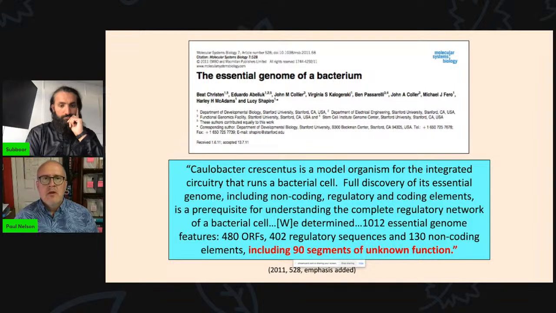So this experiment has been done many times, and every time it's done, the results are interesting. So in Lucy Shapiro's lab at Stanford, they did this kind of experiment with Caulobacter, which is a bacterial species that you can culture out of fresh water. And they found a little over 1,000 essential genome features, including 90 segments of unknown function.